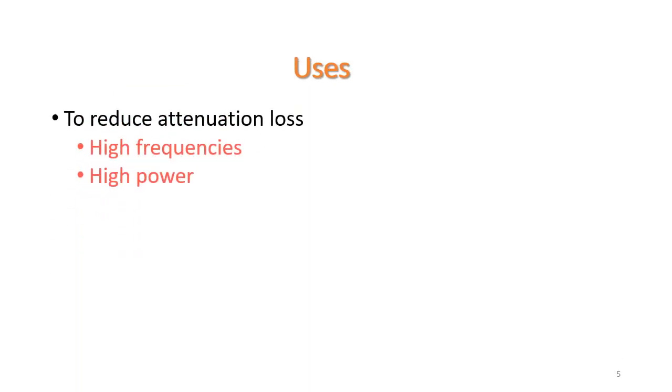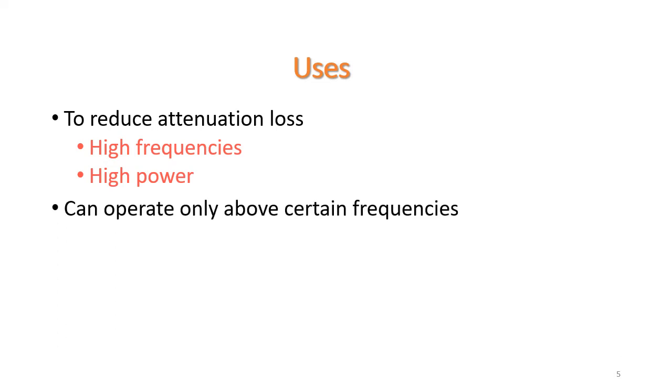Now, as we have seen, waveguides are used to reduce attenuation, they can be used at high frequencies, and they can handle high power. Then there is one speciality of a waveguide: it can operate only above a certain frequency, that is, it has a lower cutoff frequency. Any signal below that frequency cannot pass through the waveguide. So this characteristic resembles a high pass filter, and a simple waveguide can also act as a high pass filter.